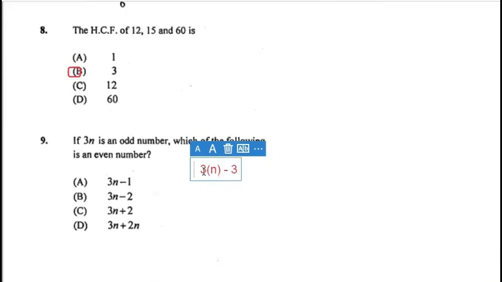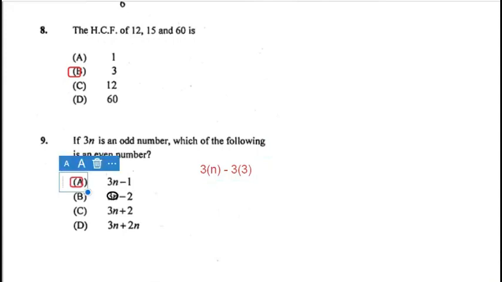So I'm using 3 times 3 is 9, right? So that fulfills 3n is an odd number. So the question says, which of the following is an even number? So if I have 3n to be 9, 9 minus 1 is 8. So right there and then we know that A is our answer, but let's check the others.